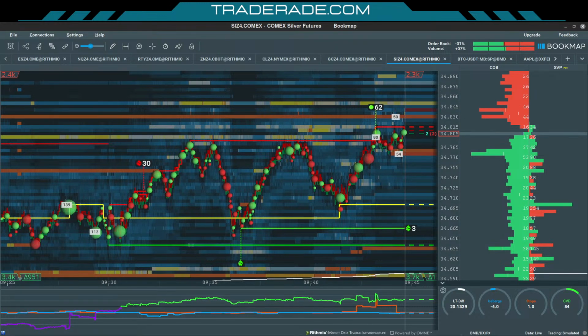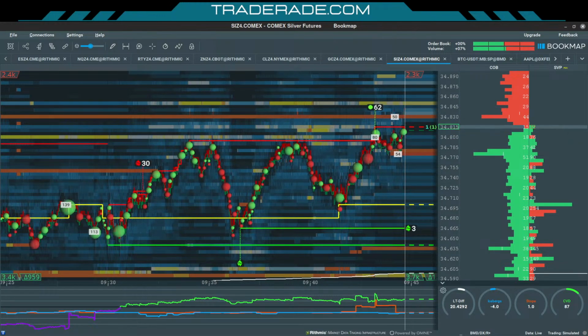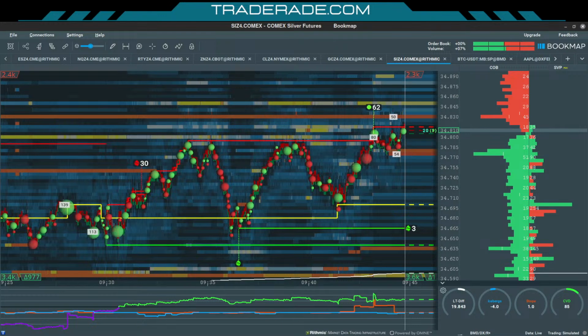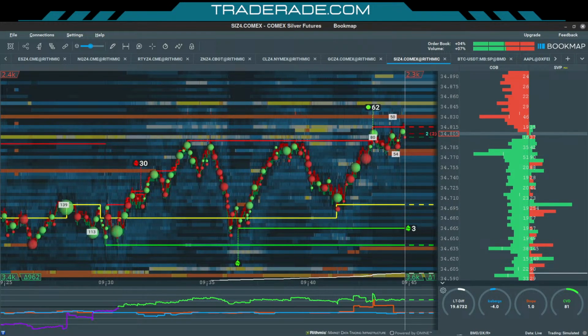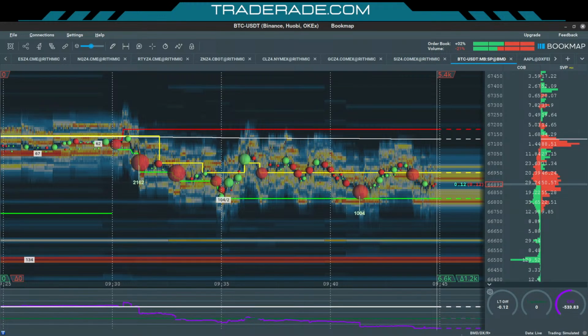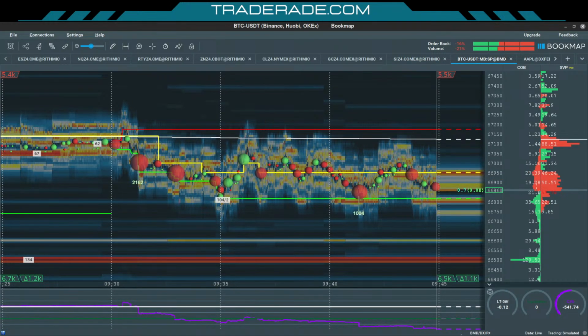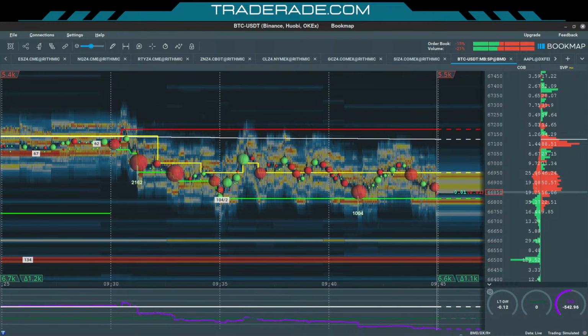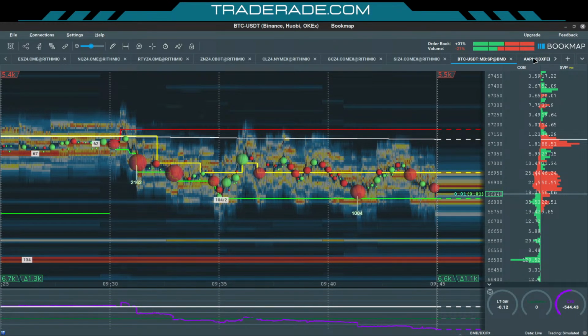Silver continuing to make cash session highs here, 34.81, trading on the silver contract for December. I still think this thing has room to run. Bitcoin continuing to consolidate largely to the downside here as it tests its session lows.